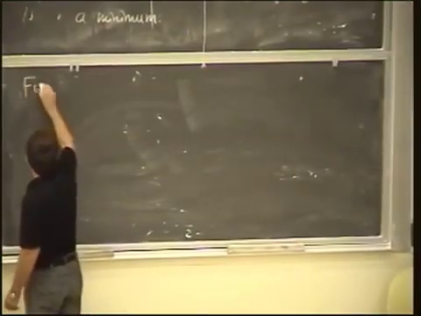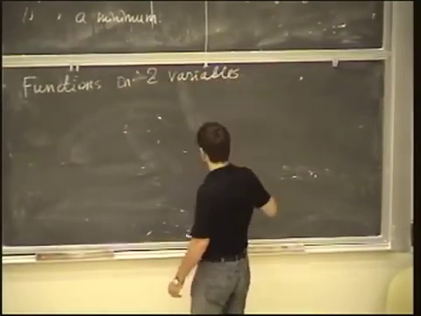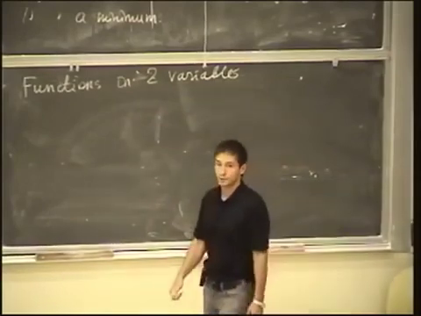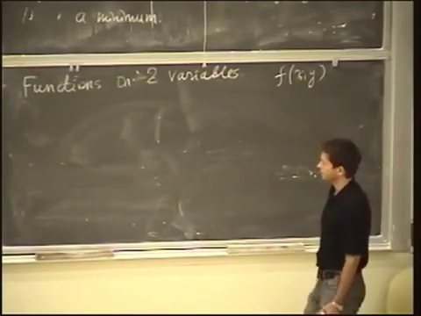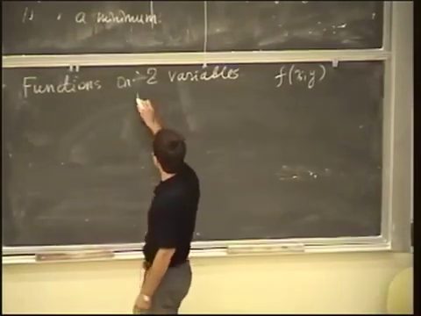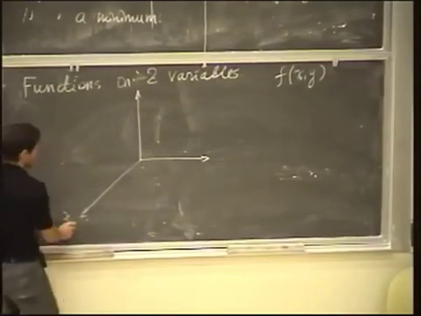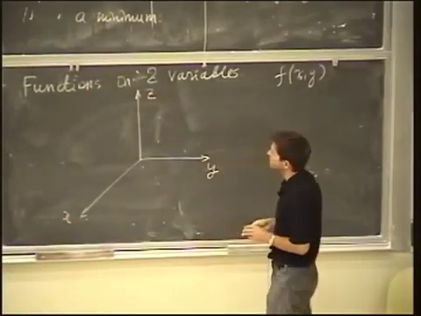Now functions in 2 variables. A function in 2 variables also has a graph. So let's say you have a function f of x, y. The graph now lives in 3 dimensions. So we draw a 3-dimensional coordinate system, where in addition to our variables x and y, we introduce one more variable, which we call z, right?